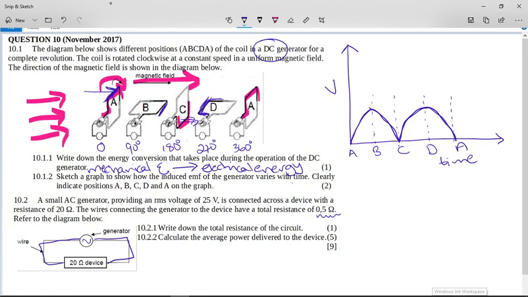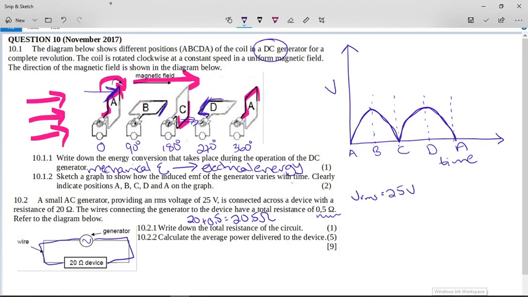So the total resistance of the circuit, it says here, write down the total resistance of the circuit. It's going to be your 20 ohms for the device and your half an ohm for the wire. So your total resistance is 20,5 ohms. Now it says calculate the average power delivered to the device. And they said to you, VRMS there in the question is 25 volts.